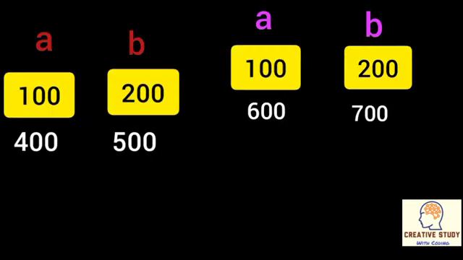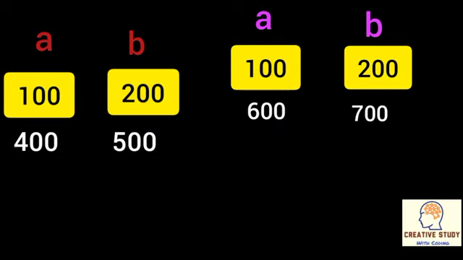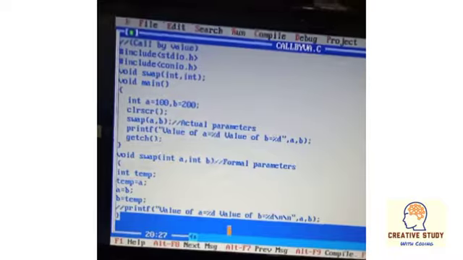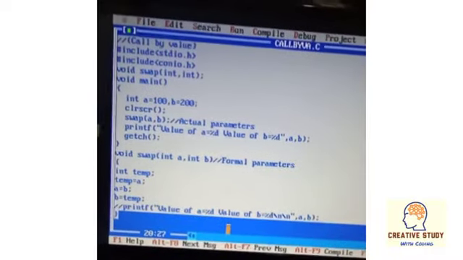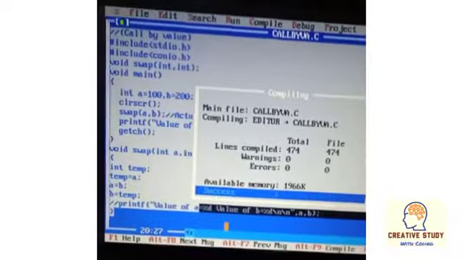Since values of actual parameters are copied to the function's formal parameters, and the two types of parameters are stored at different memory locations, any changes made inside the function are not reflected in the actual parameters of the caller. Let's run this program of call by value. Let's see the changes made by swapping in the function. You can see values have not been changed here.